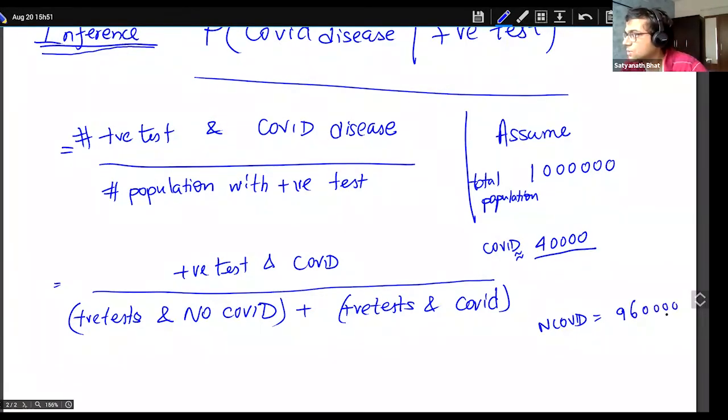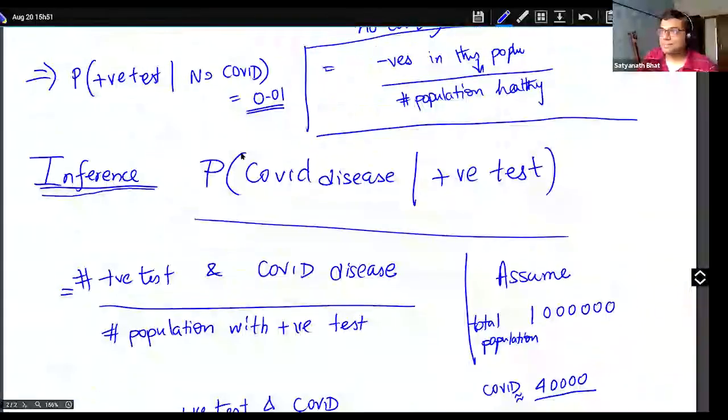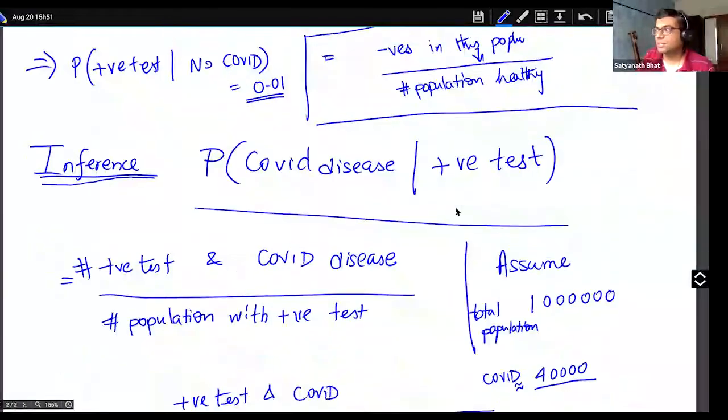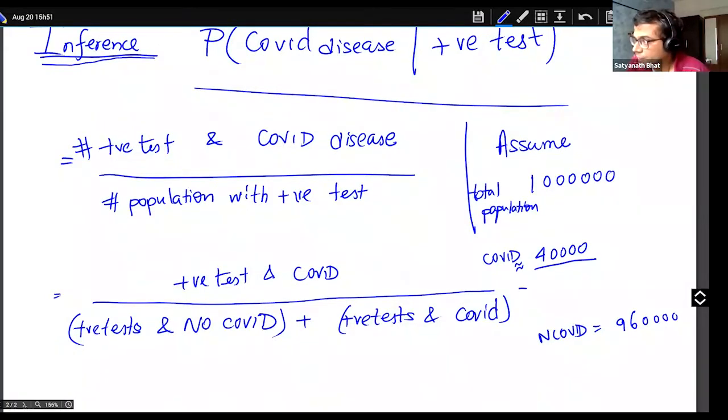960000. Is that okay? I hope it's okay. Yeah. All right. So now coming back to the test, right? So what did we say? Amongst all the people with COVID positive, only 67 in every 100 will actually show positive, right? So positive and COVID, okay, will be 67 for every 100.